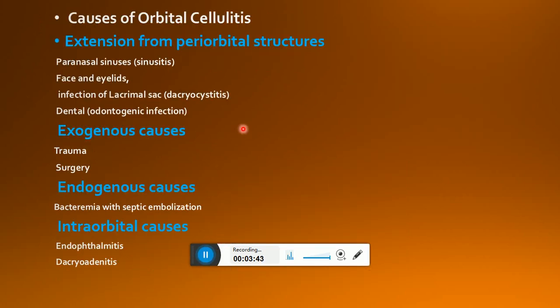From where does the infection come? The infection typically originates from the paranasal sinuses, especially the ethmoid sinuses. So this is the most common cause, paranasal sinuses. Infection can also spread from preseptal cellulitis. It can also come from dacryocystitis, midfacial skin and dental infection, and can follow trauma, including any form of ocular surgery. Blood-borne spread from infection elsewhere in the body may occur.